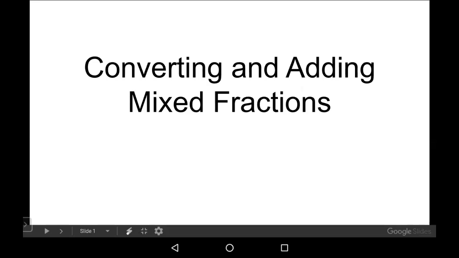Now the worksheet only goes over adding mixed fractions, but it came to my attention that some of you may have not gone as deeply into converting fractions. It might have been covered a little bit in 4th grade. Your teacher might have covered it earlier in the year. I have not covered it with you guys. So I'm going to go over that just kind of quickly.